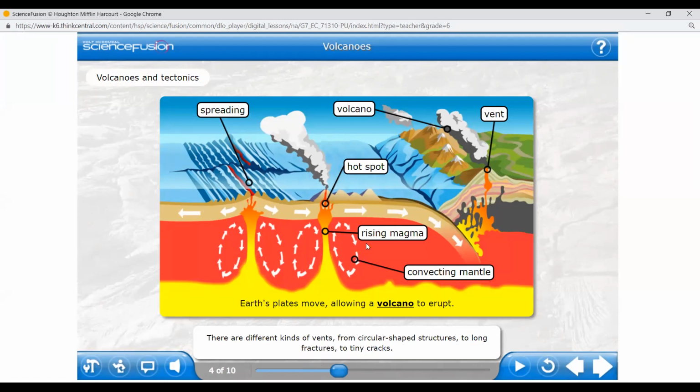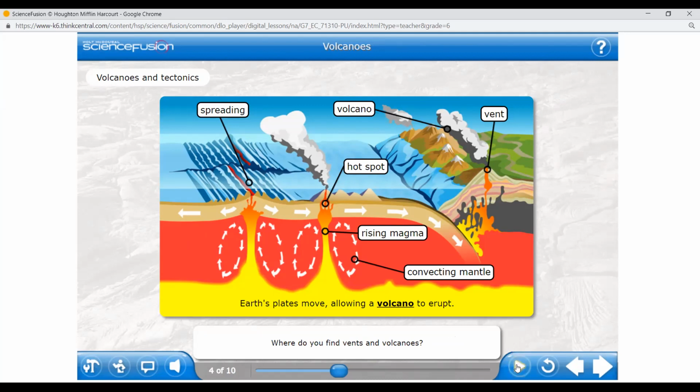Okay, here we will see the rising of magma, convection. I told you convection means moving in and out or shaking. And then we'll talk about hotspot, volcano, vent, spreading, everything here. From circular shaped structures to long fractures to tiny cracks. Where do you find vents and volcanoes? It doesn't mean that there's only one spot where the volcano comes out. There are many different spots where there are very small holes from which magma is coming out. So even those are called vents.